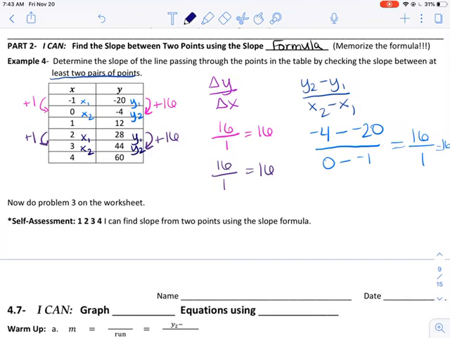That's often the hardest part of using the formula. Okay, y2 was 44 minus y1 is 28. And then x2 was 3 minus 2. And I get 16 over 1, which equals 16. If you notice, when we did our y2 minus y1, it was these values. And that's what we did when we did this little arrow thing.